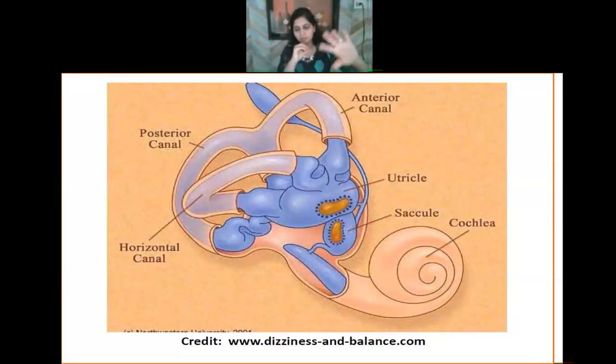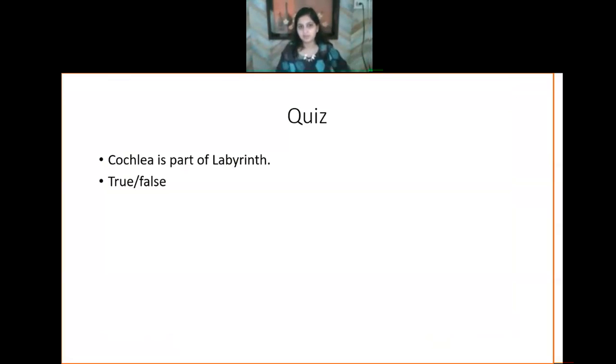But the vestibular system comprises only five things: three canals, the utricle and the saccule. Now there is a question for you. You can just put T or F. Cochlea is a part of the labyrinth. True or false? Everyone, I'm waiting for your response. Do you feel the cochlea is a part of the labyrinth or not?